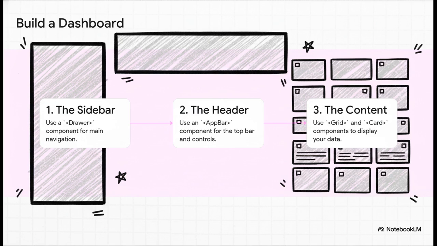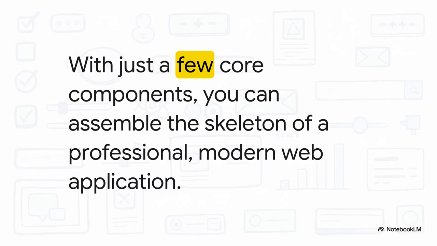And finally, you'd use a combination of the grid and card components to create that flexible, responsive content area for all your charts, tables, and data. And really, that's the key takeaway right here. With just a few of these core components, you can assemble the entire skeleton of a professional, modern web application. This exact structure, I guarantee it, is the foundation for countless real-world products you use every day.